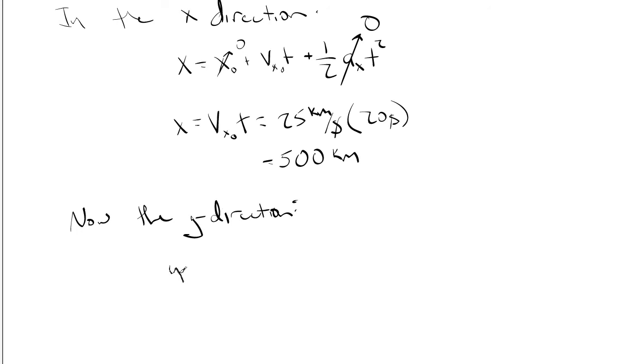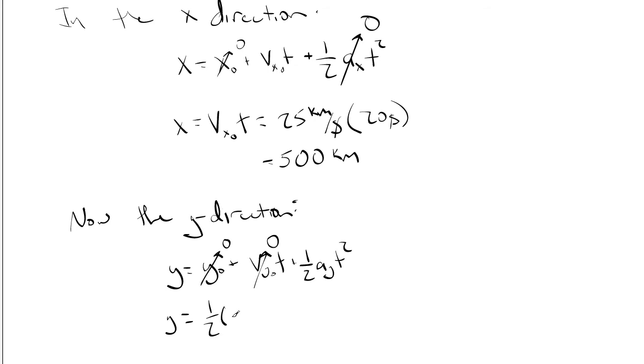Again, I want to know the distance traveled. So I'm going to write down another very similar equation. I'm just going to subscript it with a bunch of y's. So y is equal to y naught plus v0y times time plus 1/2 ay times time squared. All right? In this example, my initial position is 0. My initial velocity in the y direction is also 0. So I can get my total distance traveled in the y direction by taking my acceleration, which is 3 kilometers per second squared.